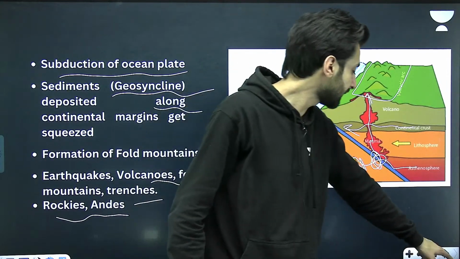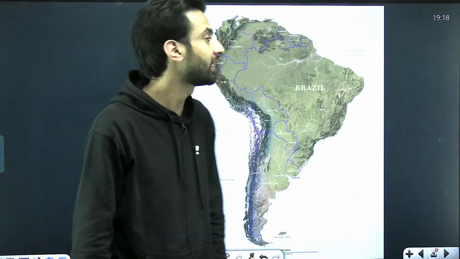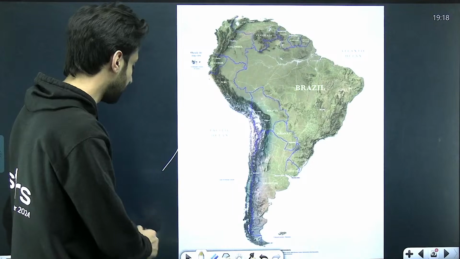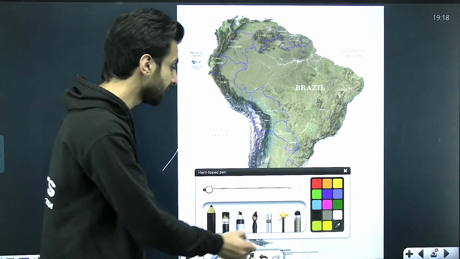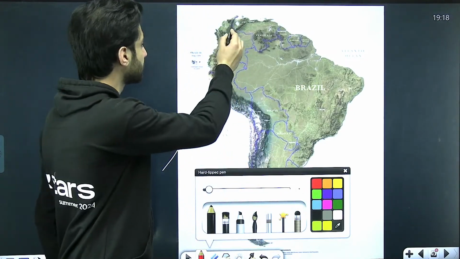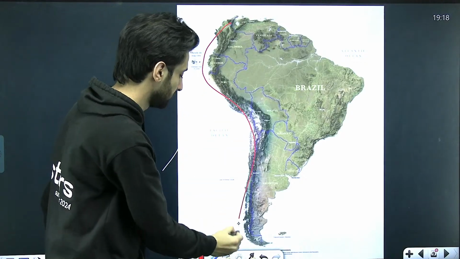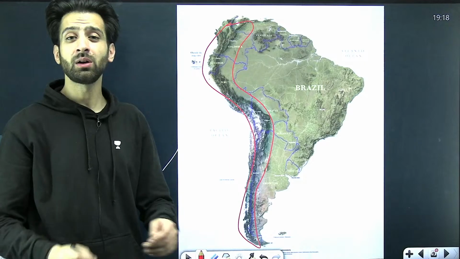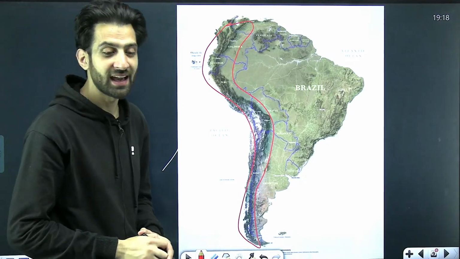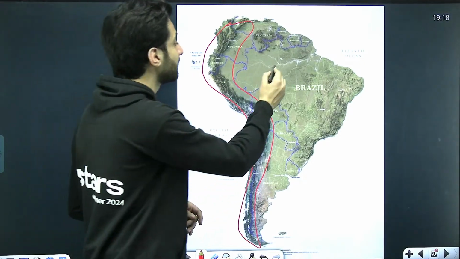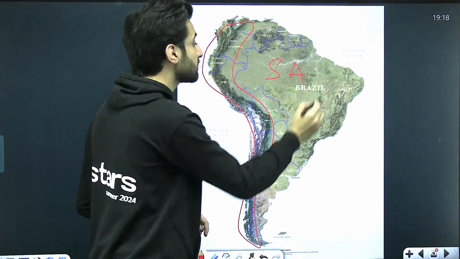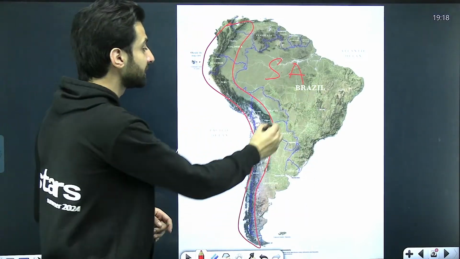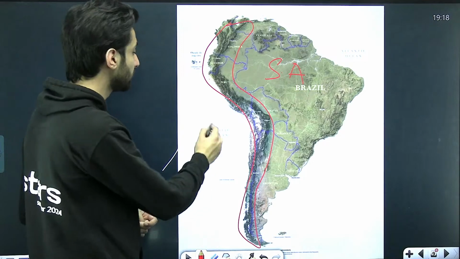These are the mountains that are found in the North and the South America. This is just an example of how these things work. This is an example of the Andes mountain. If you look at this range, this is the Andes mountain range. It is the longest mountain range in the world as well. It is present in South America, and because of the convergence of two plates, you will find the South American plate on this side, and you will have another plate.